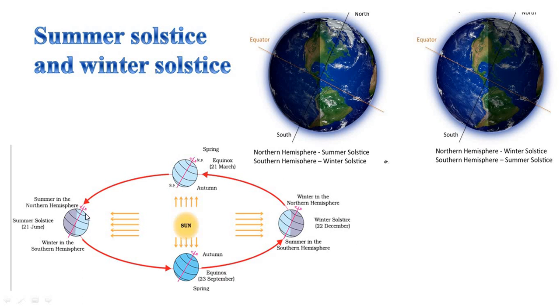On 21st June, there is the longest day and shortest night in the northern hemisphere. On 21st June, the shortest day and longest night is in the southern hemisphere. But when you come to the winter solstice, that means on 22nd December, there is the shortest day and longest night in the northern hemisphere, and in the southern hemisphere, the day is longest and again the night is shortest. It's very easy, you will be able to understand.